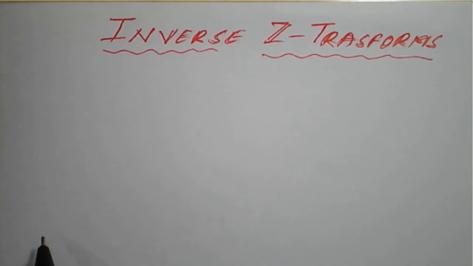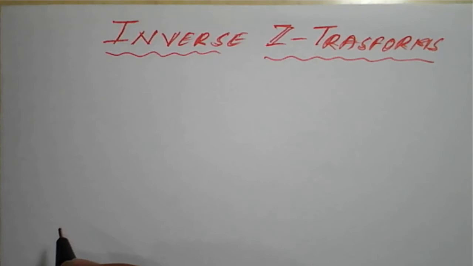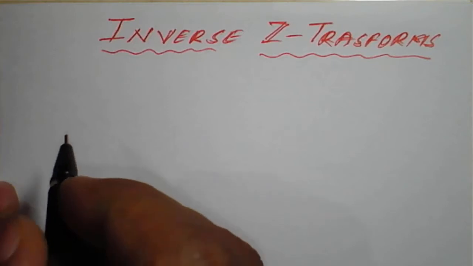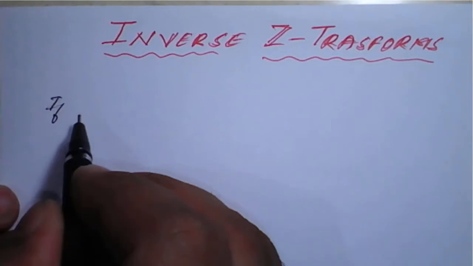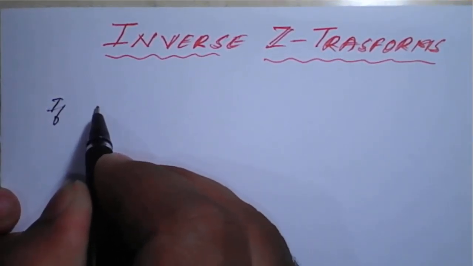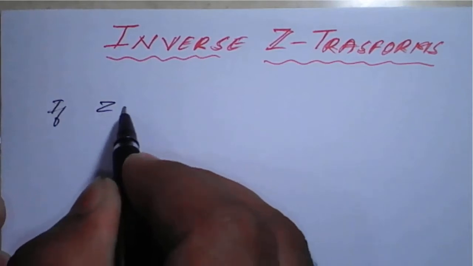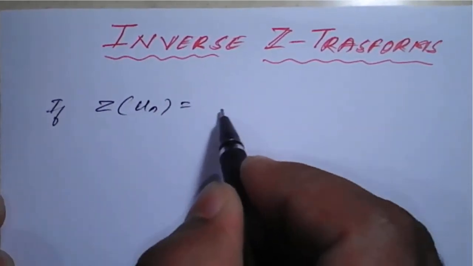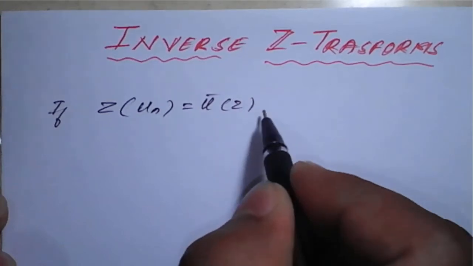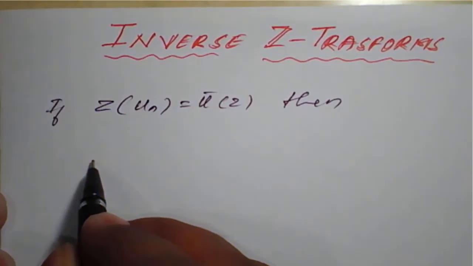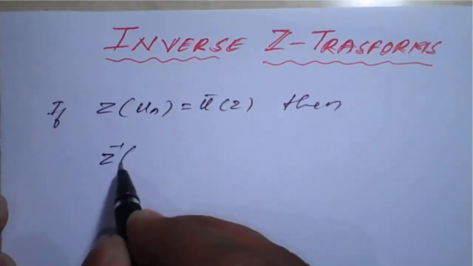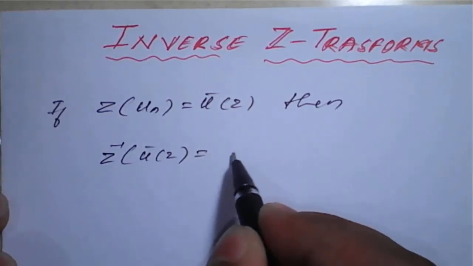Already we have stated what Z transform as well as inverse Z transform is in the introduction. So we know that if Z transform of u_n is equal to u dash of Z, then if you shift this Z to the right hand side, it will become Z inverse of u dash of Z is equal to u_n.